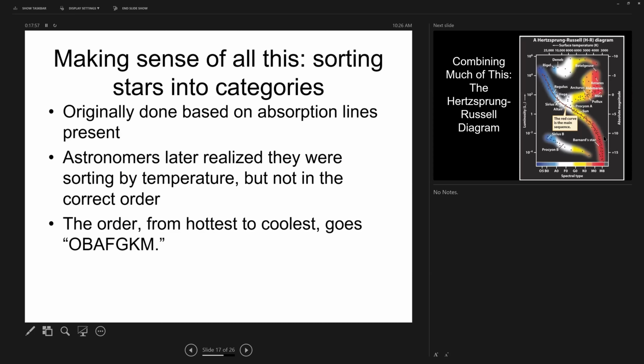Okay, and the order from hottest to coolest goes OBAFGKM, which the textbook probably mentions the way to memorize this. It goes way back. It's Oh Be A Fine Girl, Kiss Me, or Oh Be A Fine Guy, Kiss Me. That was the way that astronomy students have been doing it for over a century now, I think. And that goes from hottest to coolest.